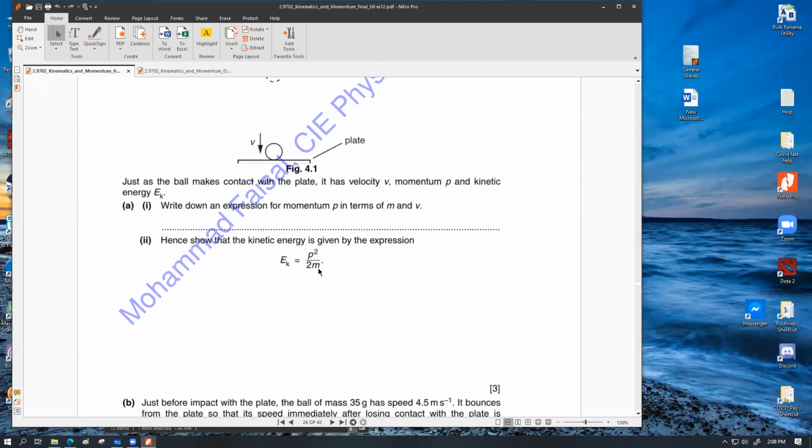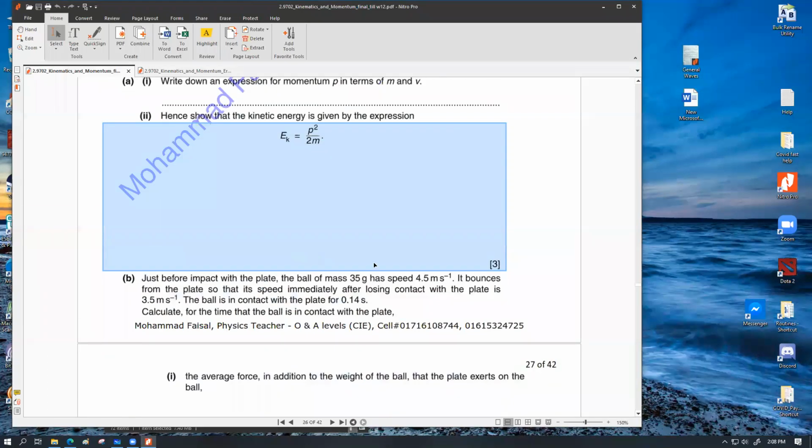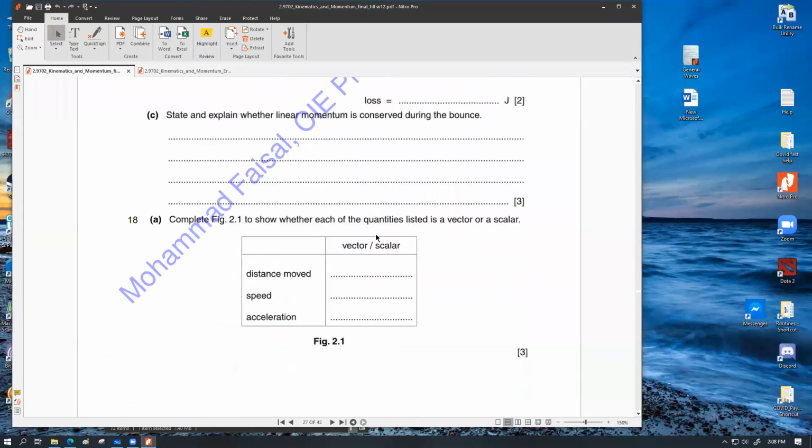Do you guys know why this expression? Could you do the derivation of this, how this EK equals P square by 2m comes about? Yes, sir. Did they show you this in a lecture? I think this was included in the lecture. Yes, sir. It was. Good. Didn't forget the important stuff. 16, 18.